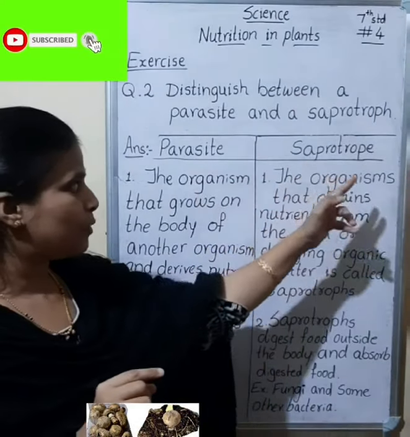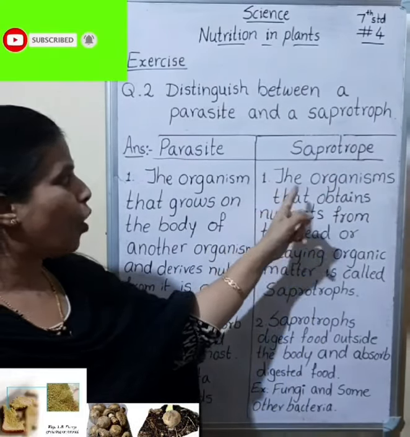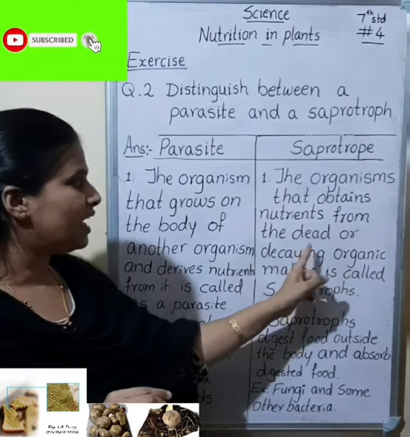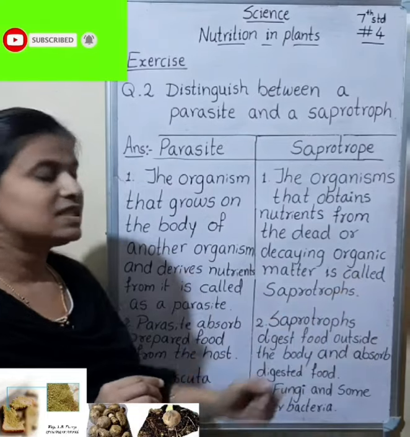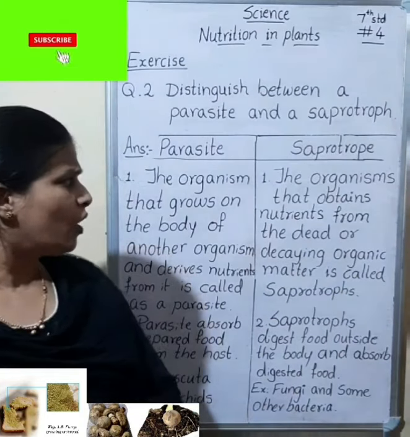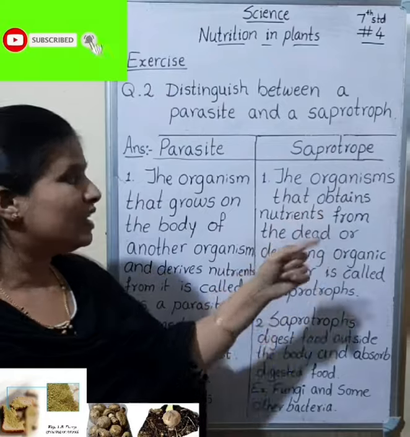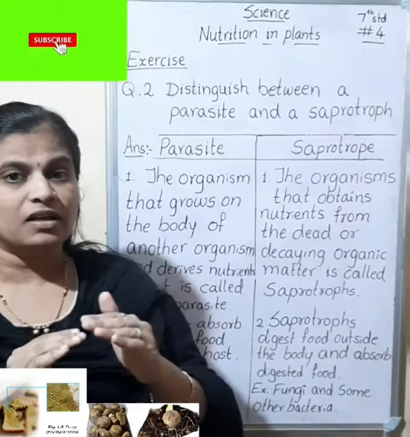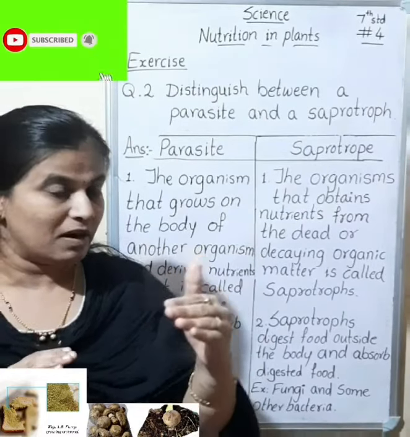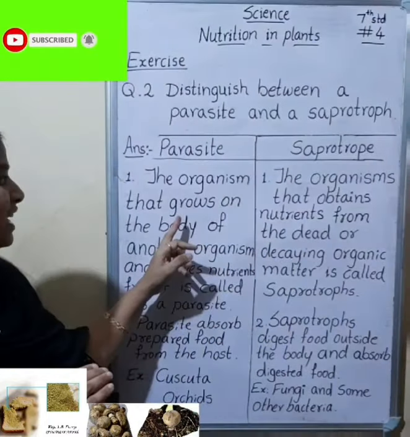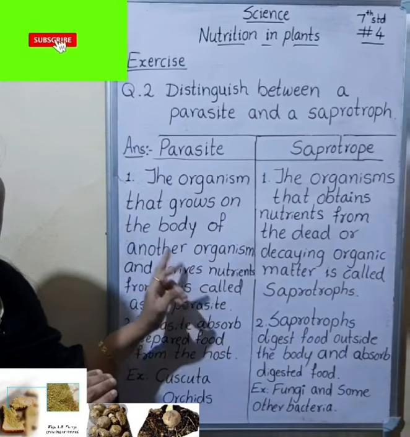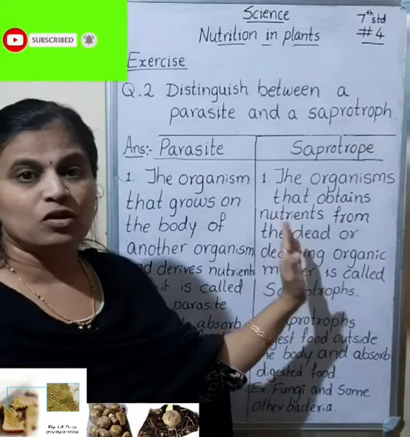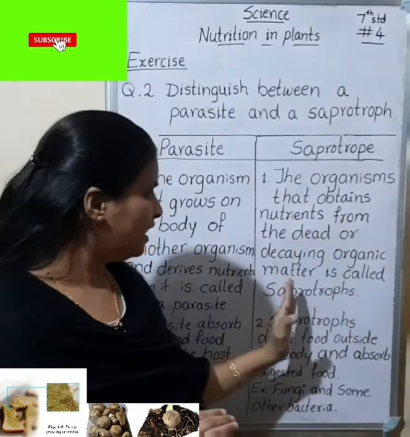Now let's move on to saprotroph. What is a saprotroph? The organism that obtains nutrients from dead or decaying organic matter is called a saprotroph. So here the organism obtains nutrients from dead and decaying organic matter. They depend completely on dead and decaying organic matter, whereas on this side, the organism completely depends on the host on which it grows, right? So here it depends on dead and decaying organic matter.